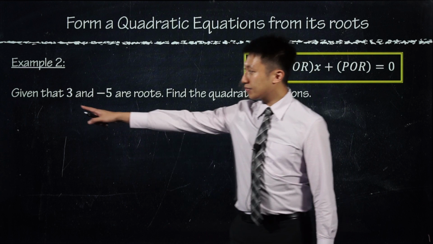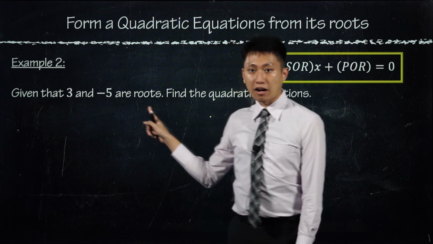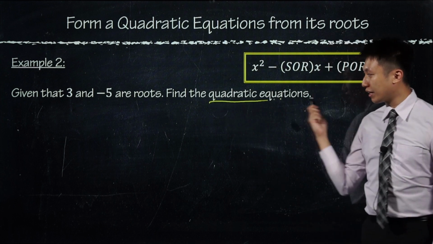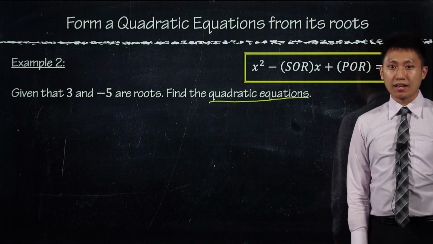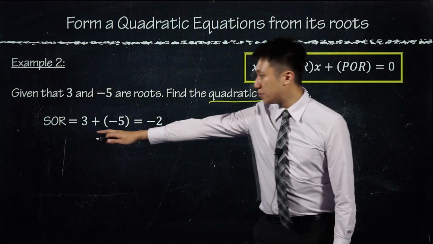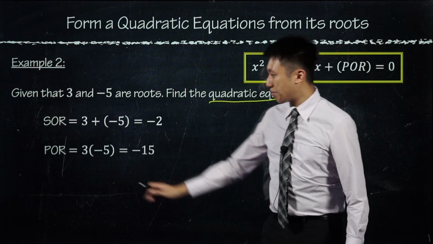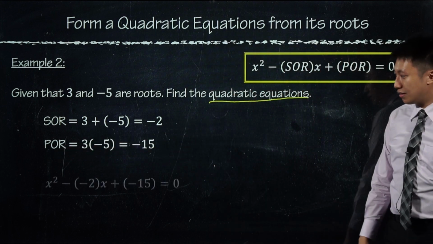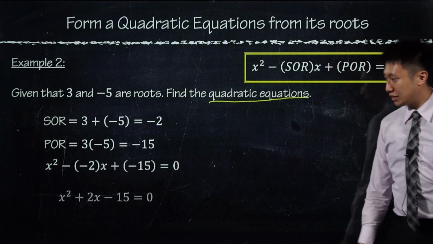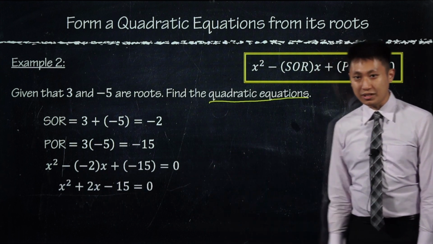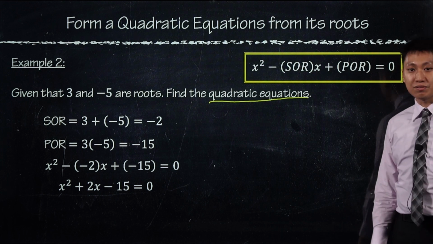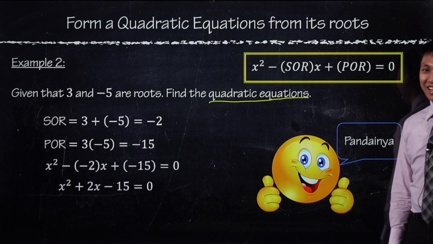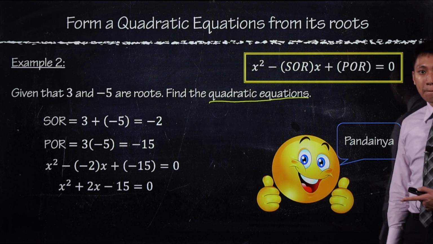Okay, given that 3 and -5 are roots, so now I gave you roots. I want the original quadratic equation. So what do I do here? I write down what is my sum of roots. My sum of roots is -2. My product of roots is -15. Then I plug into the formula. I get this thing, which is x squared plus 2x minus 15 is equal to 0. Okay, no problem, right, for this question?